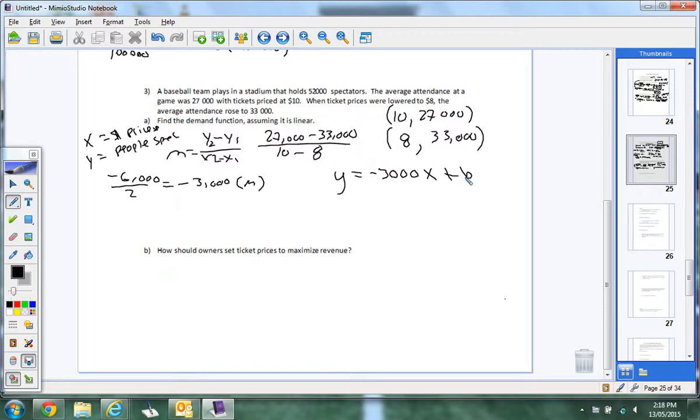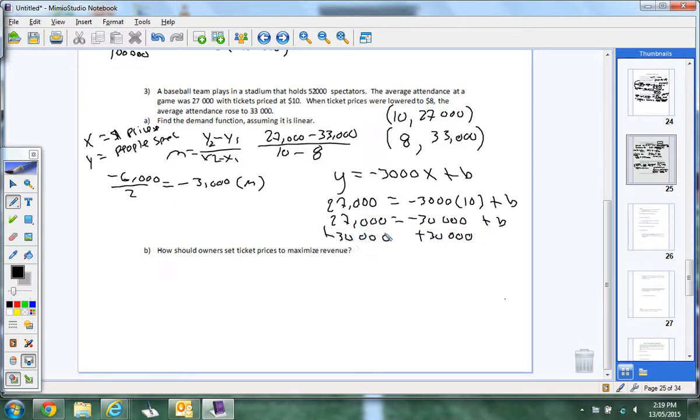Plug a point in. Any point, any spot, okay? So I'll just take the 10 and 27,000. So I put 27,000 here for y, because it's the y value. 27,000 equals negative 3,000 times 10 plus b. Okay. Negative 3,000 times 10 is negative 30,000. I just add that over now. So b is 57,000. So why does that not make complete sense?